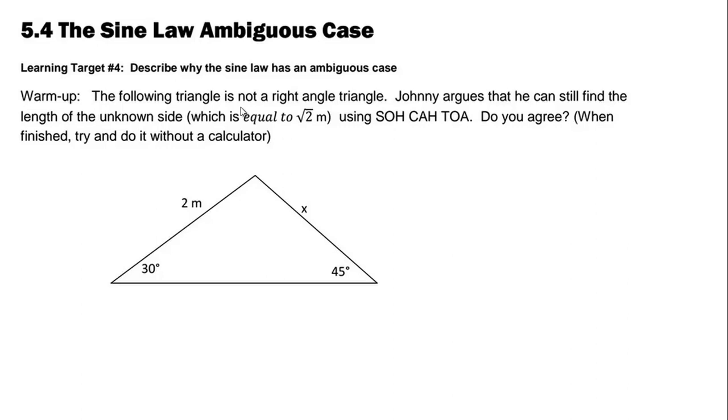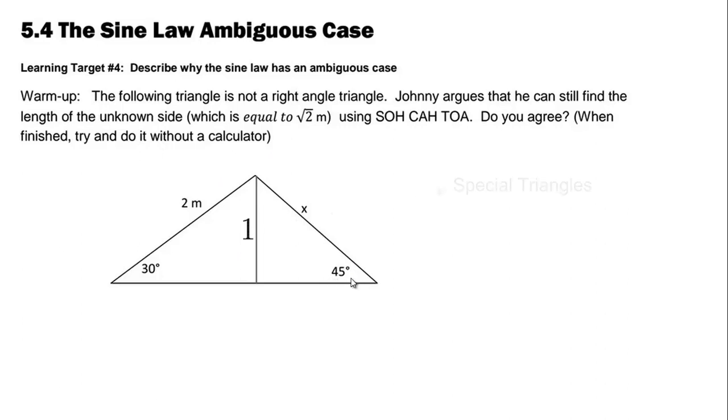So first off, we just want to talk about the sine law in general, and I just want to paint the sine law picture. We do that with this question. Johnny argues you can still find the length of x, which he's going to call root 2, using SOHCAHTOA. If he splits that triangle in half, he can use SOHCAHTOA to find out the opposite side is 1. That's actually a special triangle. And that's where he says without a calculator.